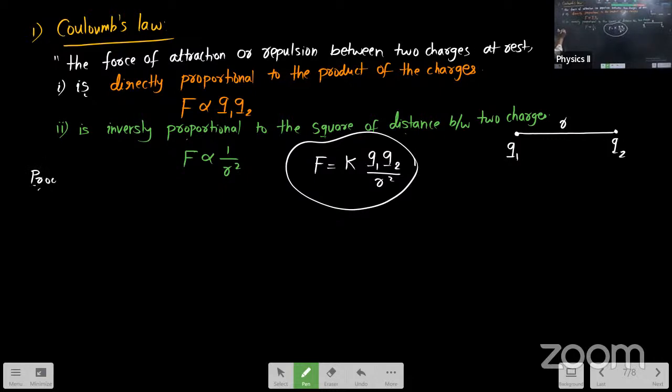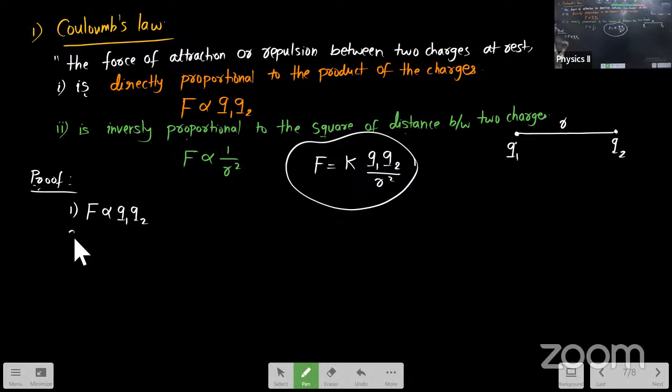Proof. What you are supposed to write in the proof? Let us consider two charges Q1 and Q2 separated by a small distance R. Then the force acting between them is given as follows. Then what is happening? First point, force is directly proportional to the product of the charges Q1 into Q2.